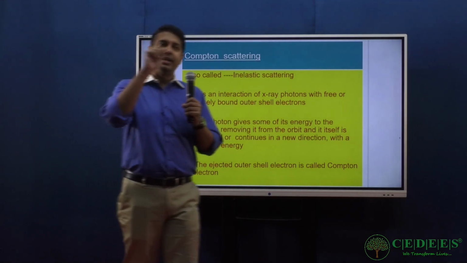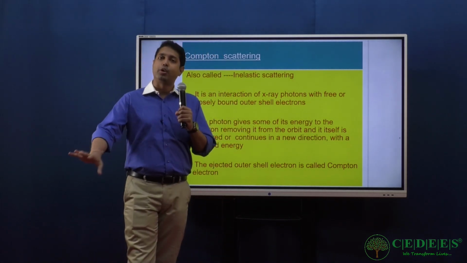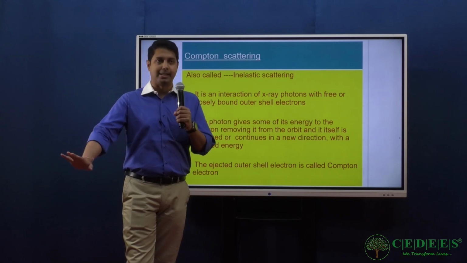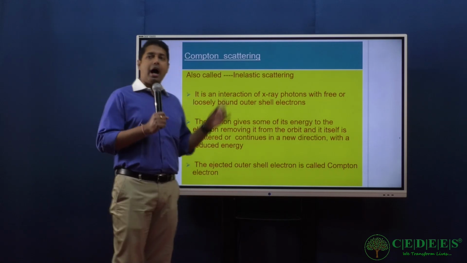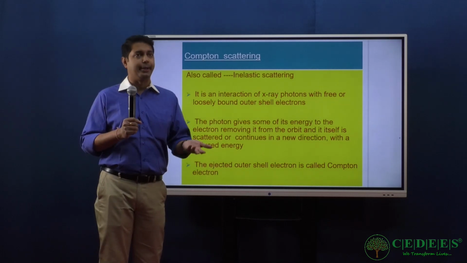That means in the first one, after passing close to it, the X-ray photon had died; it ceased to exist. But here, after knocking the electron out, it moves in some other direction. It does not die.